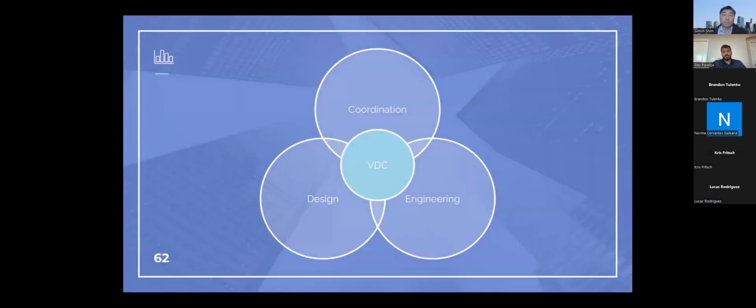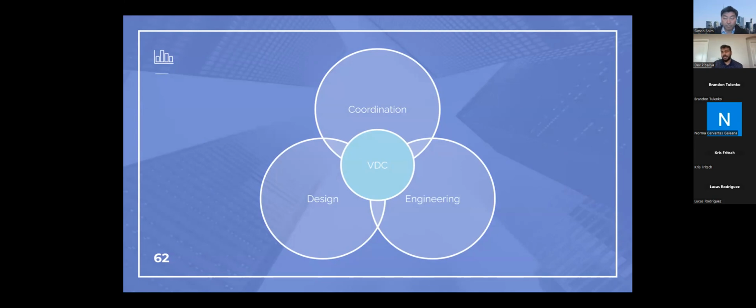This is sort of a diagram that my manager showed me when we were about to hire someone. VDC is a combination of a little bit of design knowledge that you need, coordination, and the engineering that you need to properly work in a VDC area.